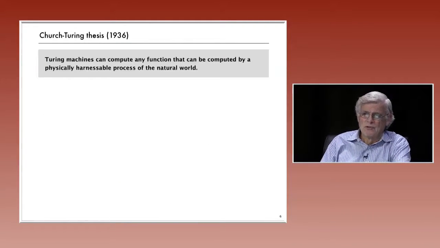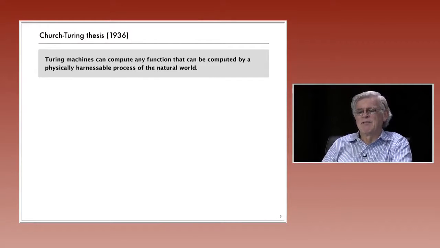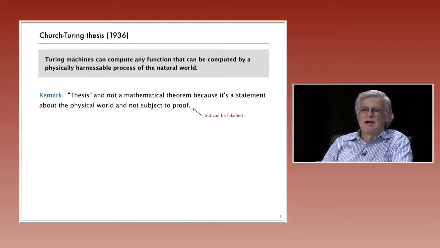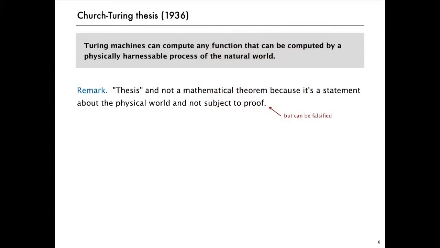So with Church, who was Turing's advisor here at Princeton, we have the thesis that there's no more powerful machine. Turing machines can compute any function that can be computed by a physically harnessable process of the natural world. Now, this is not a mathematical theorem because it's a statement about the natural world. It's not something that you can prove from basic principles, but it is something that you can falsify. You can run an experiment that shows it not to be true.